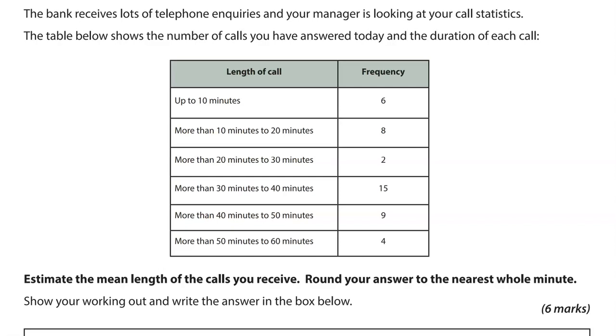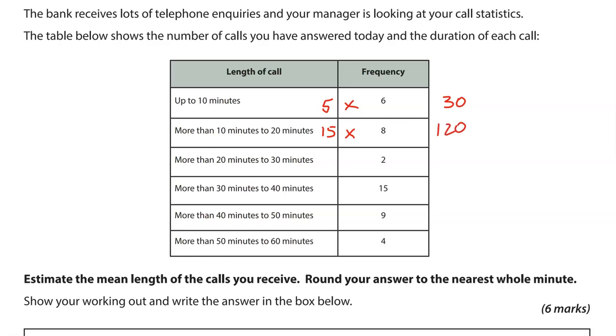So we've got length of call up to 10 minutes. So that should be from 0 to 10. So halfway through that would be 5. The midpoint is 5. Frequency is 6. So 5 times 6 gives us 30. Now we've got more than 10 minutes to 20 minutes. So halfway through that will be 15, and we'll multiply that by 8, which is 120.